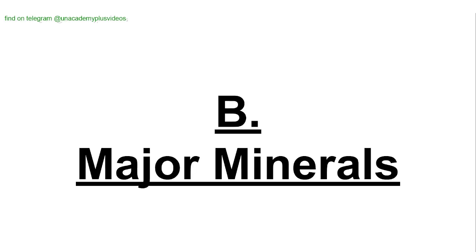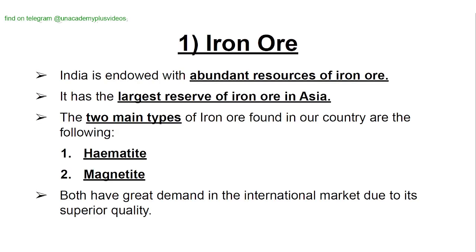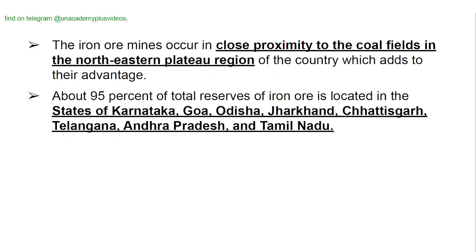Major minerals. 1. Iron ore. India is endowed with abundant resources of iron ore. It has the largest reserve of iron ore in Asia. The two main types of iron ore found in our country are hematite and magnetite. Both have great demand in the international market due to their superior quality.